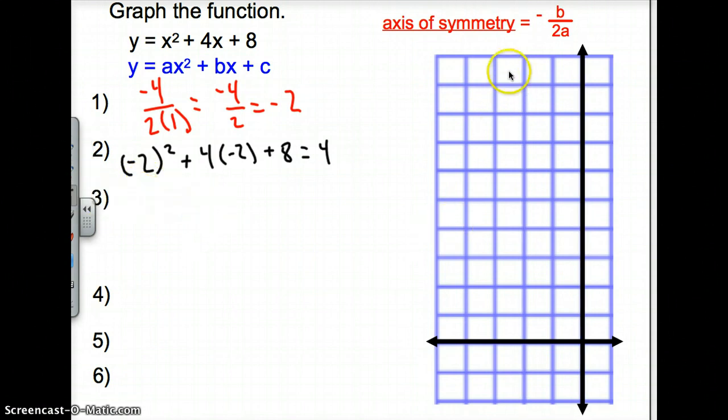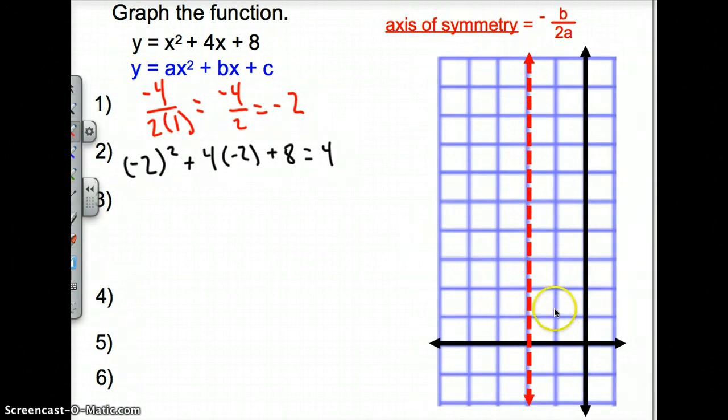So I'm going to draw my axis of symmetry at negative 2. Then I also know that my vertex is at negative 2, up 1, 2, 3, 4. I'm going to put a point right there. Now remember, we're going to pick 2 more points that are below negative 2, and I'm going to pick point negative 3 and plug that in for x, square it, plus 4 times, again putting it in for x, plus 8 equals 5.